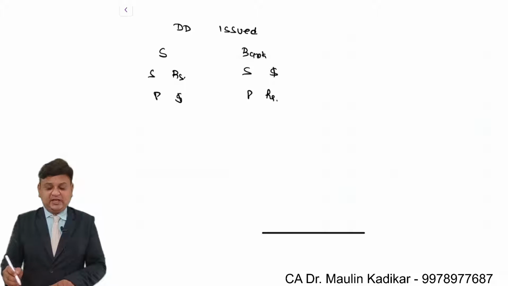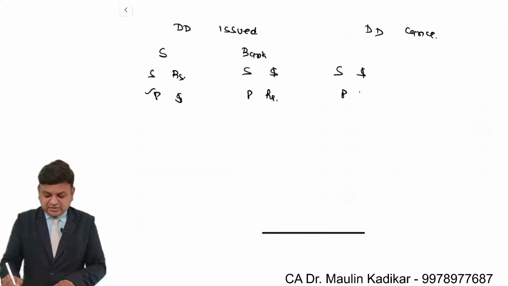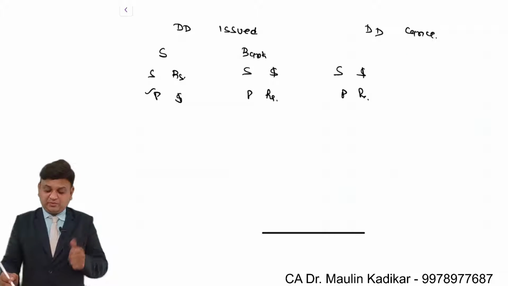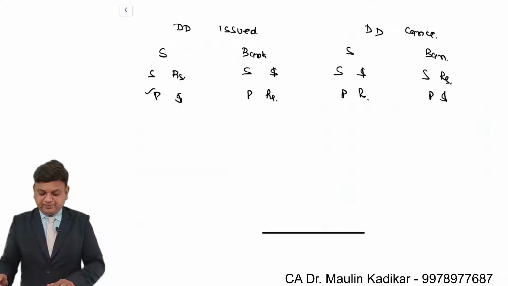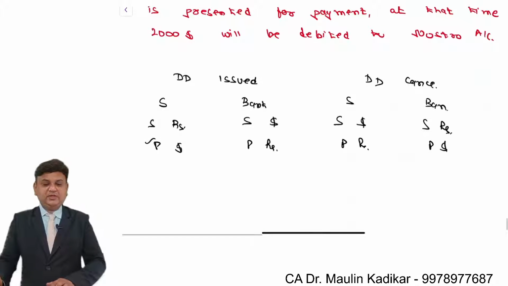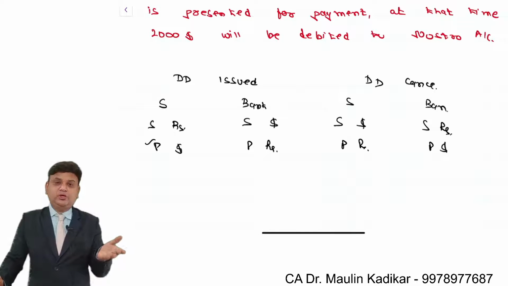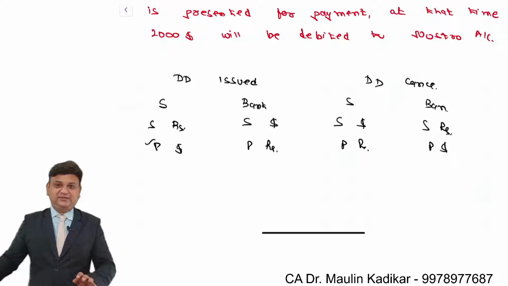We understand that now when the DD is cancelled, it is sell of dollar and purchase of rupees from the student point of view once again. So from bank point of view it is sell of rupees and purchase of dollar, in a way that an amount is required to be paid to the student when the DD is cancelled.